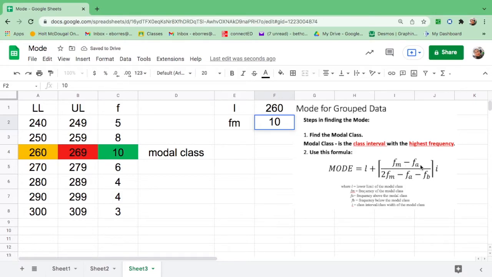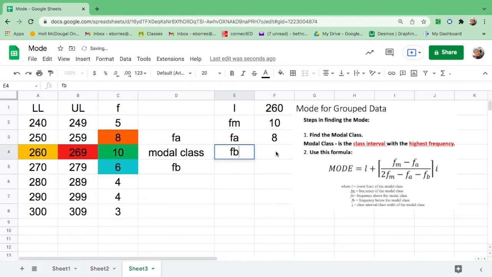Next, FA here is the frequency above the modal class. If this is the frequency of the modal class, above it is 8. So let's name it FA. And here FB is the frequency below. So what's the frequency below 10? That is 6. So let's name it FB. Then let's put the values here. We have FA is equal to 8, then FB is equal to 6.